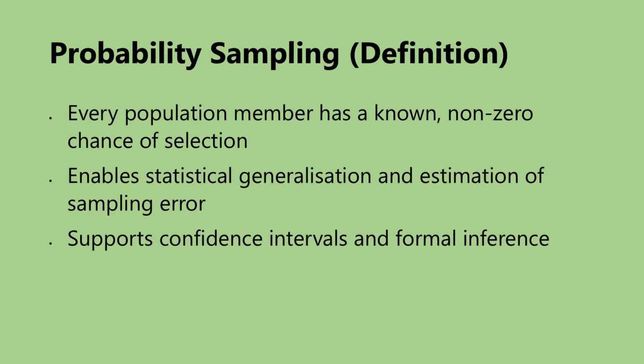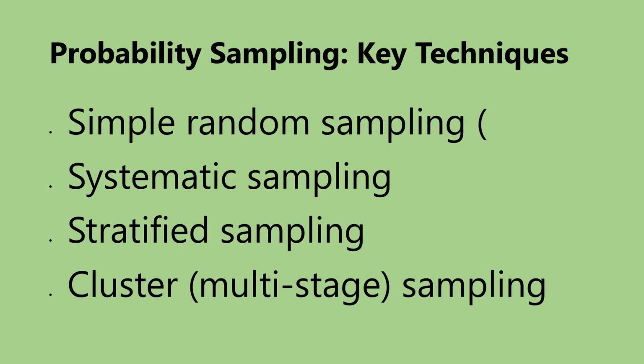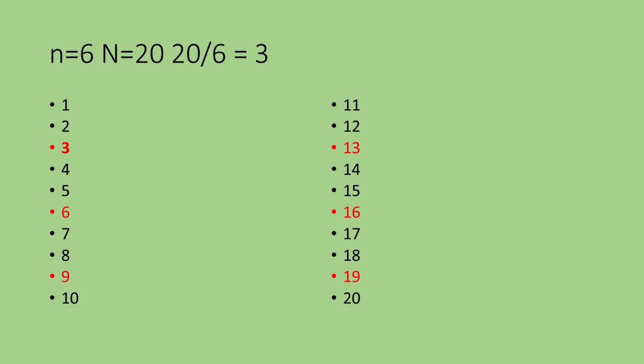In probability sampling, every member of the population has a known chance of selection, allowing for statistical generalization and estimation of sampling error. Key techniques in probability sampling include simple random, systematic, stratified, and cluster sampling. This slide illustrates a systematic sampling calculation example, showing how to select every third unit from a list of 20.